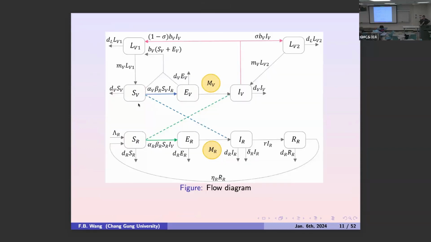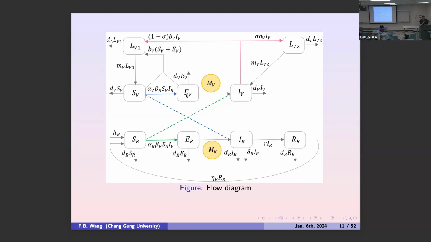Okay, and for this class, it's about mosquito. For the susceptible class, the susceptible mosquito of course comes from this class. Okay, and it has the natural death rate. And the susceptible mosquito can be infected by infected birds.